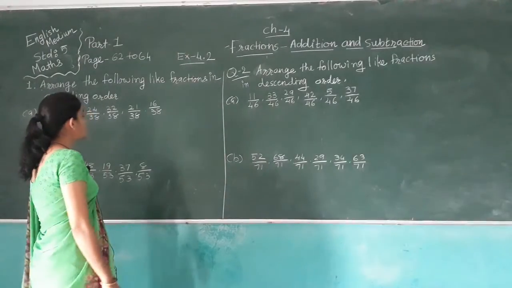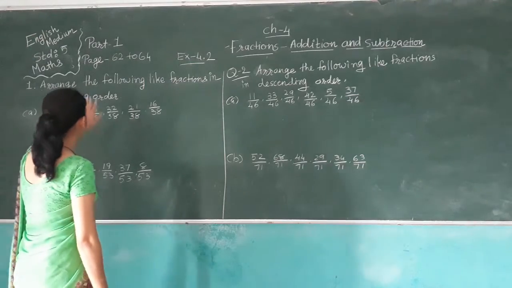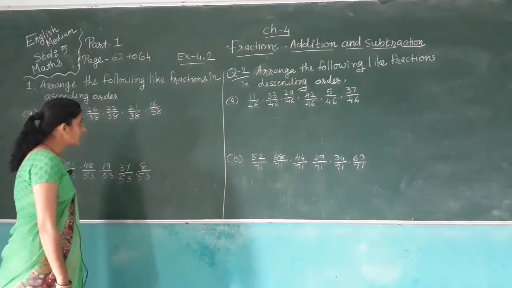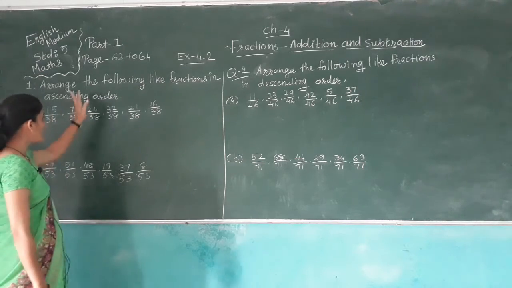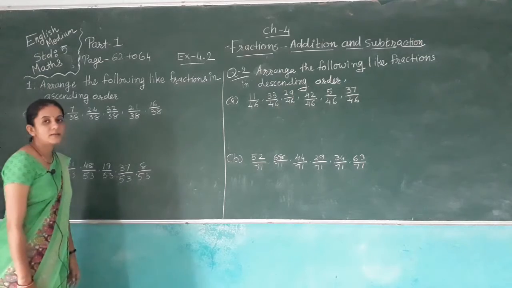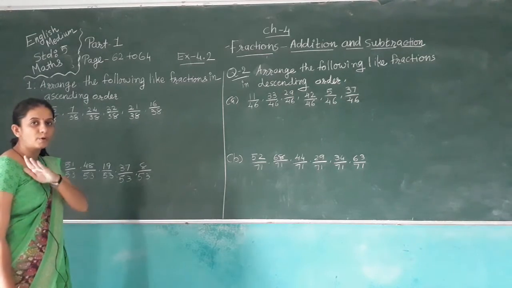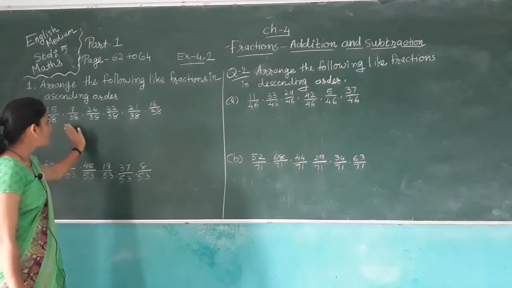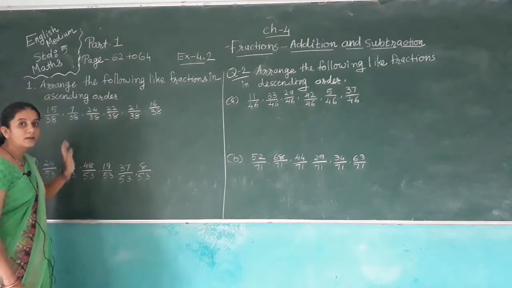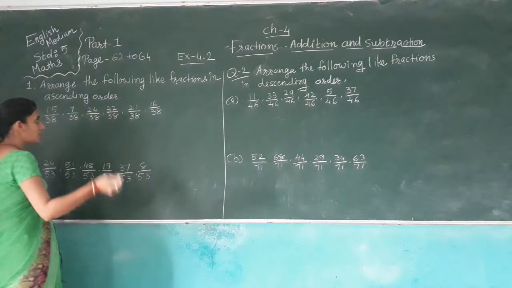Now next, exercise number 4.2, page number 62 and 64. Arrange the following like fractions in ascending order. Ascending order means smaller number to bigger number. First we arrange the numerators from smaller to bigger.